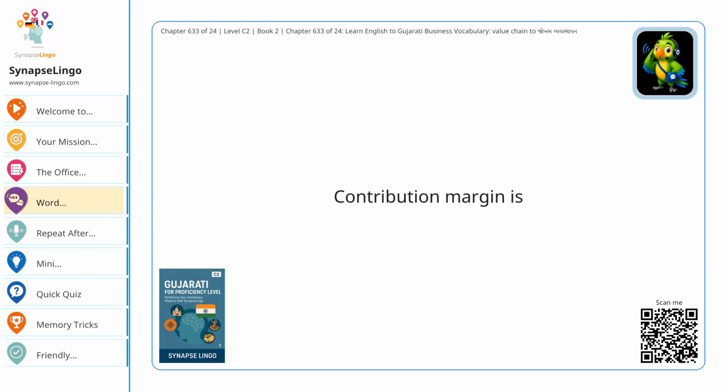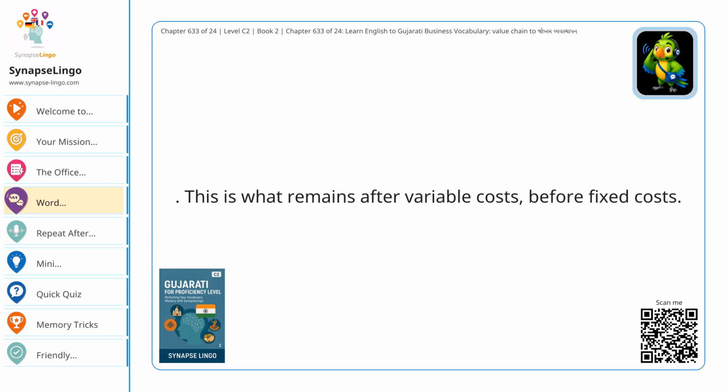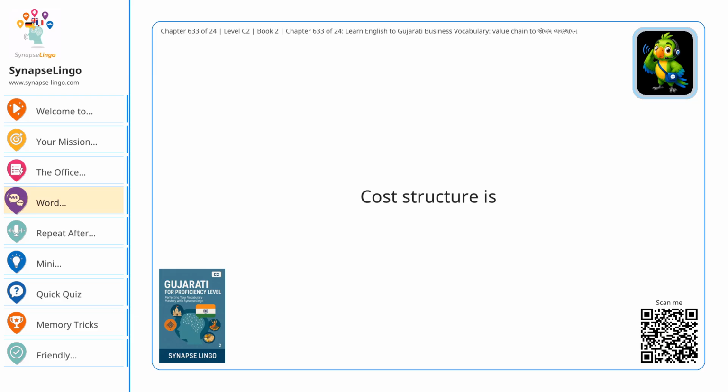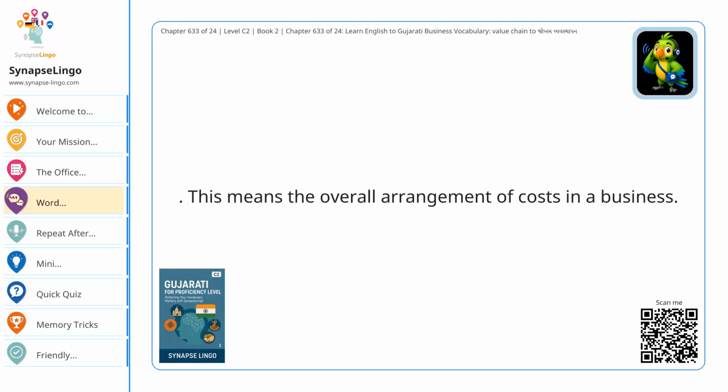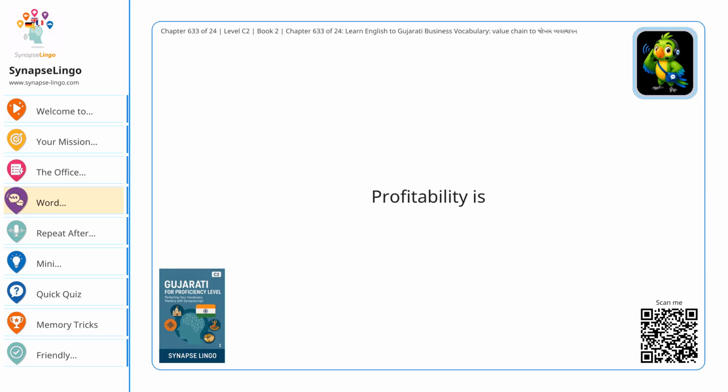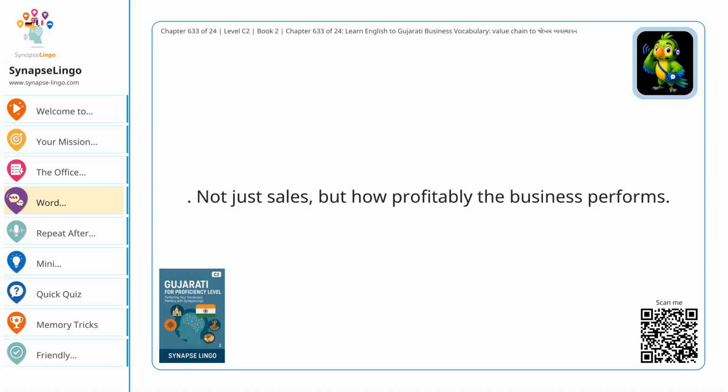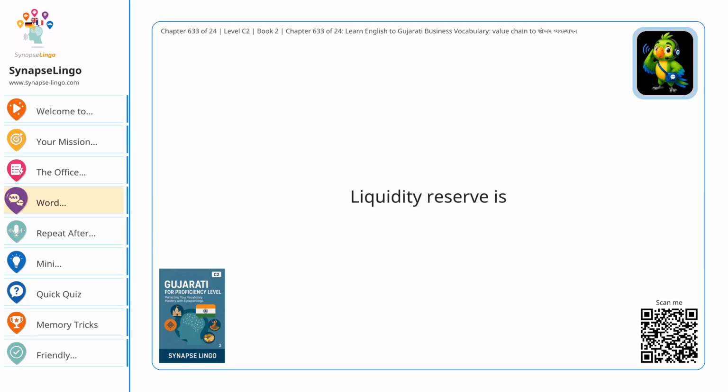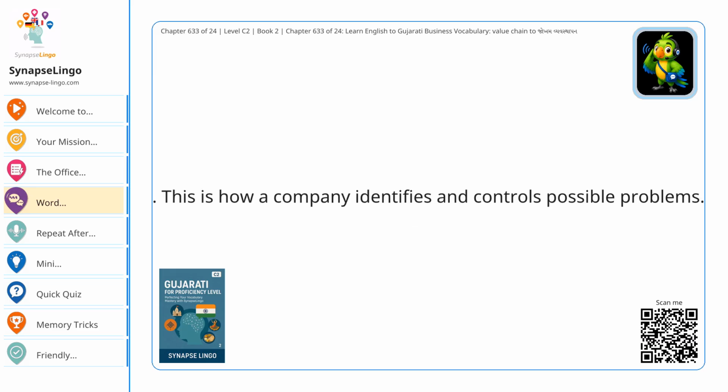Contribution margin is ફાળો માર્જિન. This is what remains after variable costs, before fixed costs. Cost structure is ખર્ચ માળખું. This means the overall arrangement of costs in a business. Profitability is નફાકારકતા, not just sales, but how profitably the business performs. Liquidity reserve is તરલતા અનામત. Think emergency money kept ready. Risk management is જોખમ વ્યવસ્થાપન. This is how a company identifies and controls possible problems.